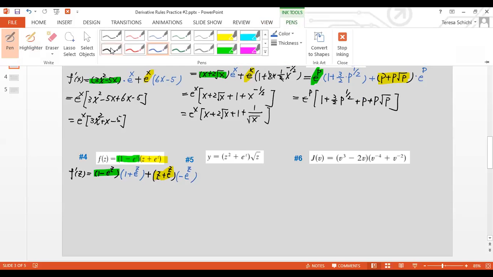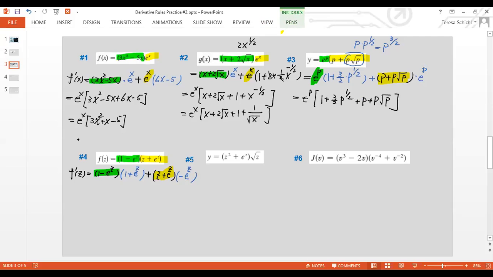Okay, so most teachers might want you to simplify a little bit, so let's FOIL this out. So this is 1 plus e^z, and the minus e^z, and the minus e^z squared, right? So it's e^2z, then minus z e^z, then minus e^z squared, so the e to the 2z. All right, and so combine the similar terms.